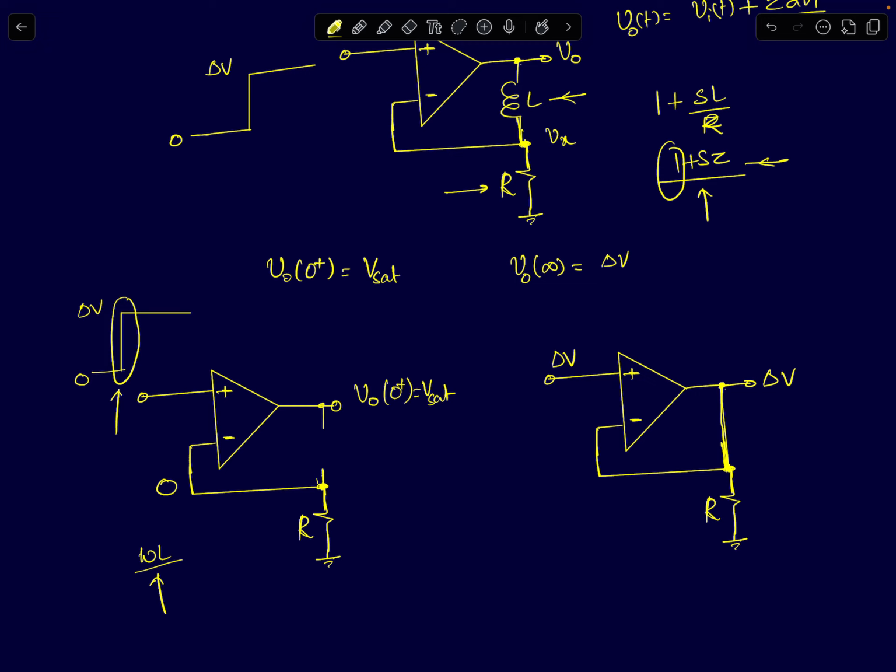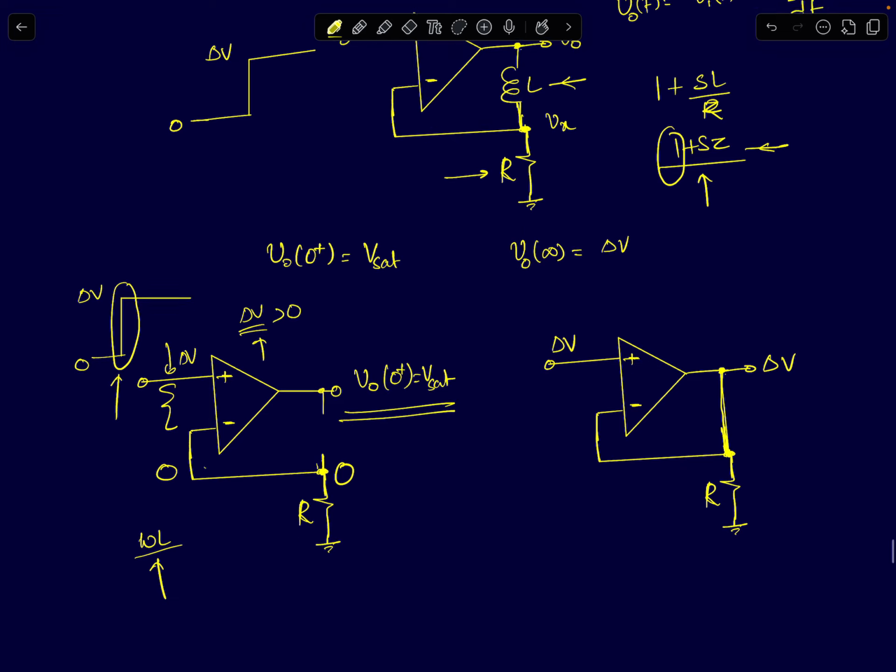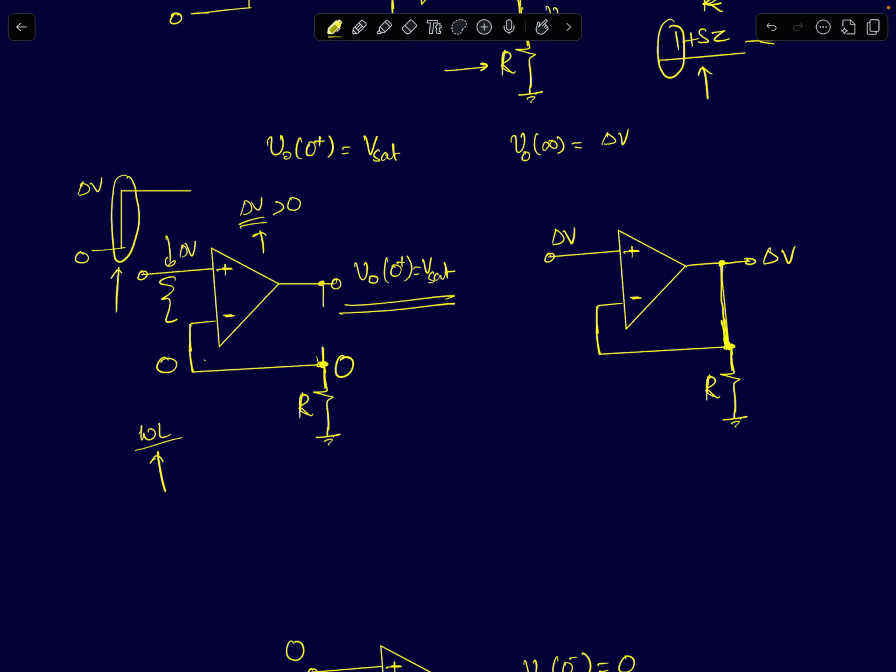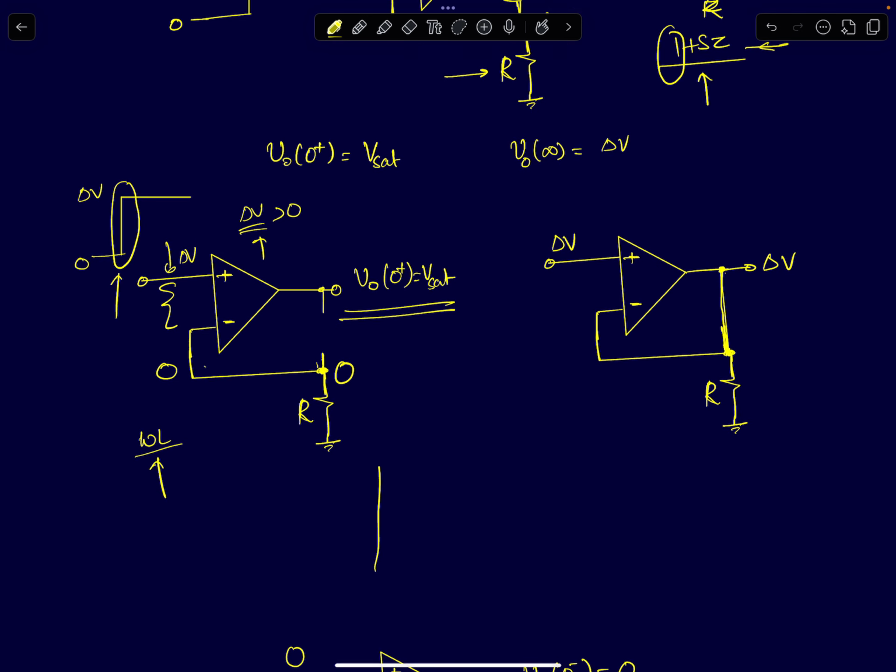So there is no path for the current through the resistor. So the resistor voltage will be 0. The input non-inverting terminal is at delta V volts. So the total differential input at the op-amp's input is delta V volts. Since it's a positive step voltage, delta V is greater than 0, your output will be at plus Vsat. So at t equal to 0 plus, your output suddenly jumps to plus Vsat volts.